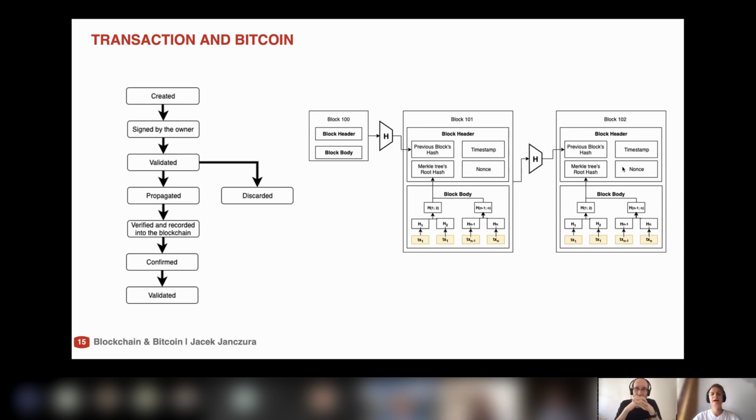And let's talk about the transaction lifecycle, because it's also very important to introduce how the transaction is actually added and how you prove that you own something. So when a transaction is created, the owner signs the transaction, which means the owner is using their private key to encrypt the hash of the transaction. Then the transaction is validated.